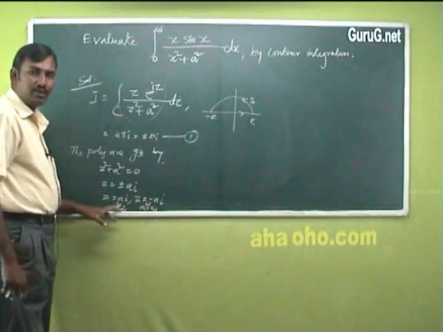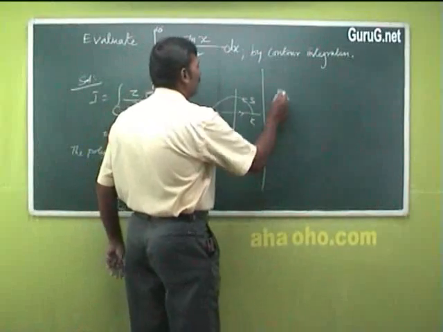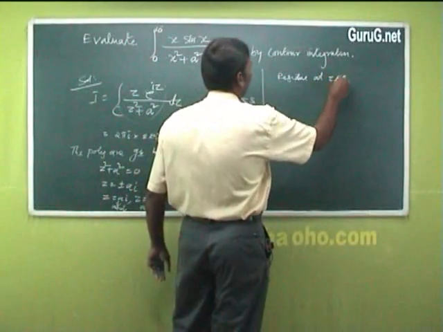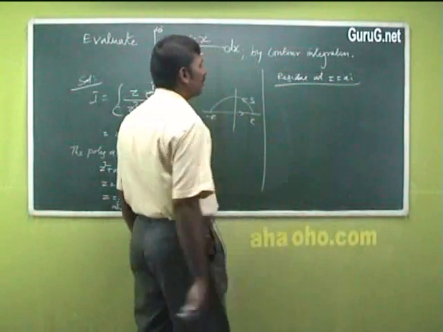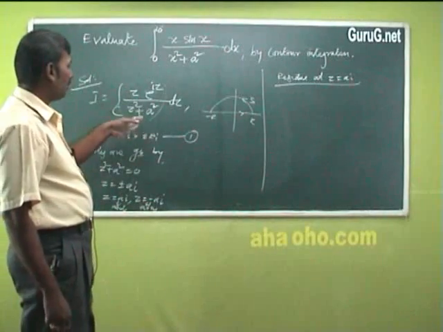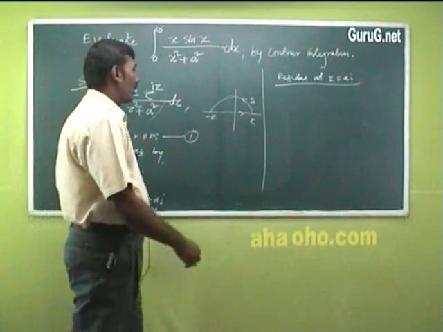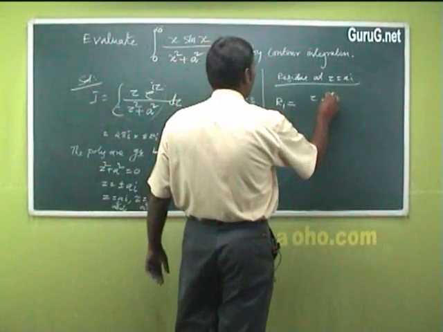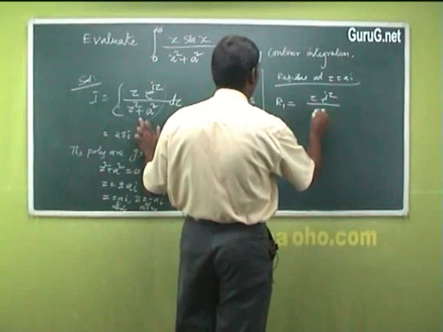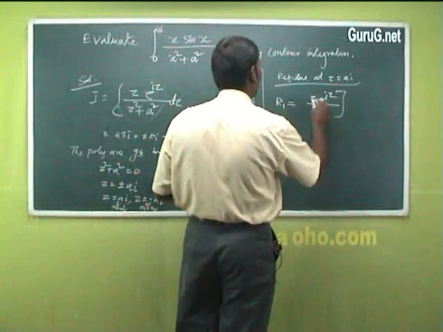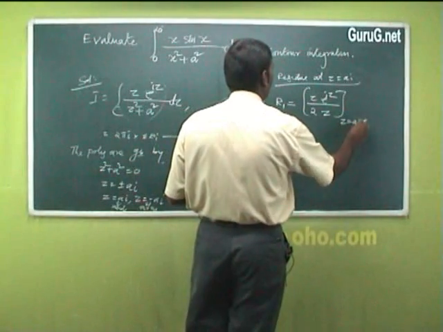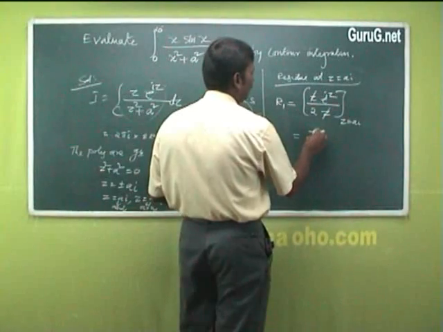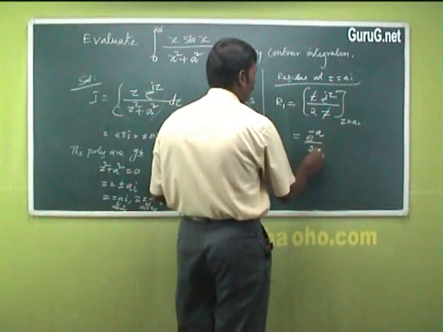Therefore, we have to find the residue at z equal to ai. So it is a simple pole. So it is of the form p of z by q of z. You can apply any one of the formulas. So r1 equal to z e power iz by the derivative 2z, at z equal to ai. So this z gets cancelled. So e power minus a by 2.